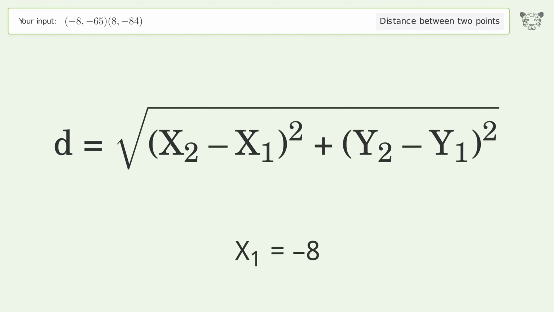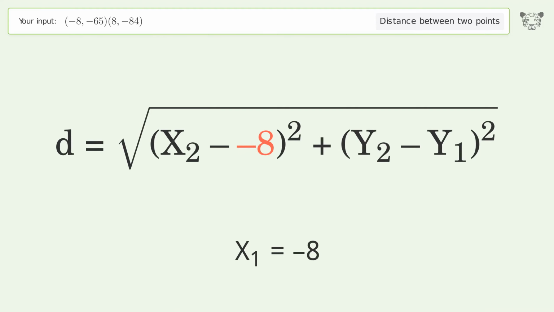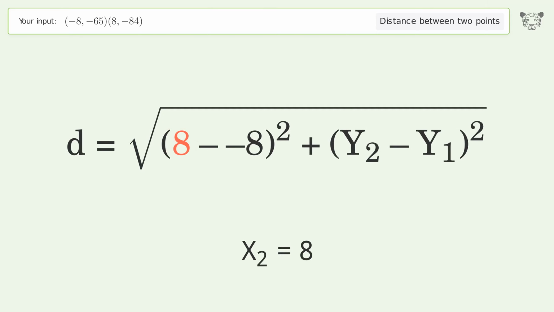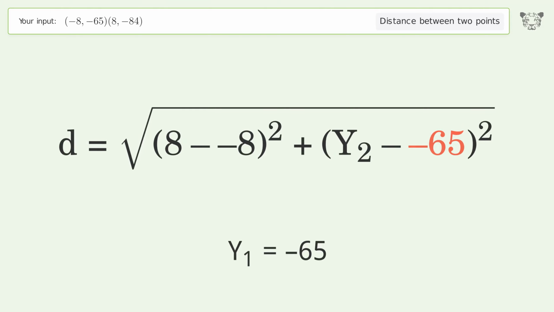x1 equals -8. x2 equals 8. y1 equals -65. y2 equals -84.